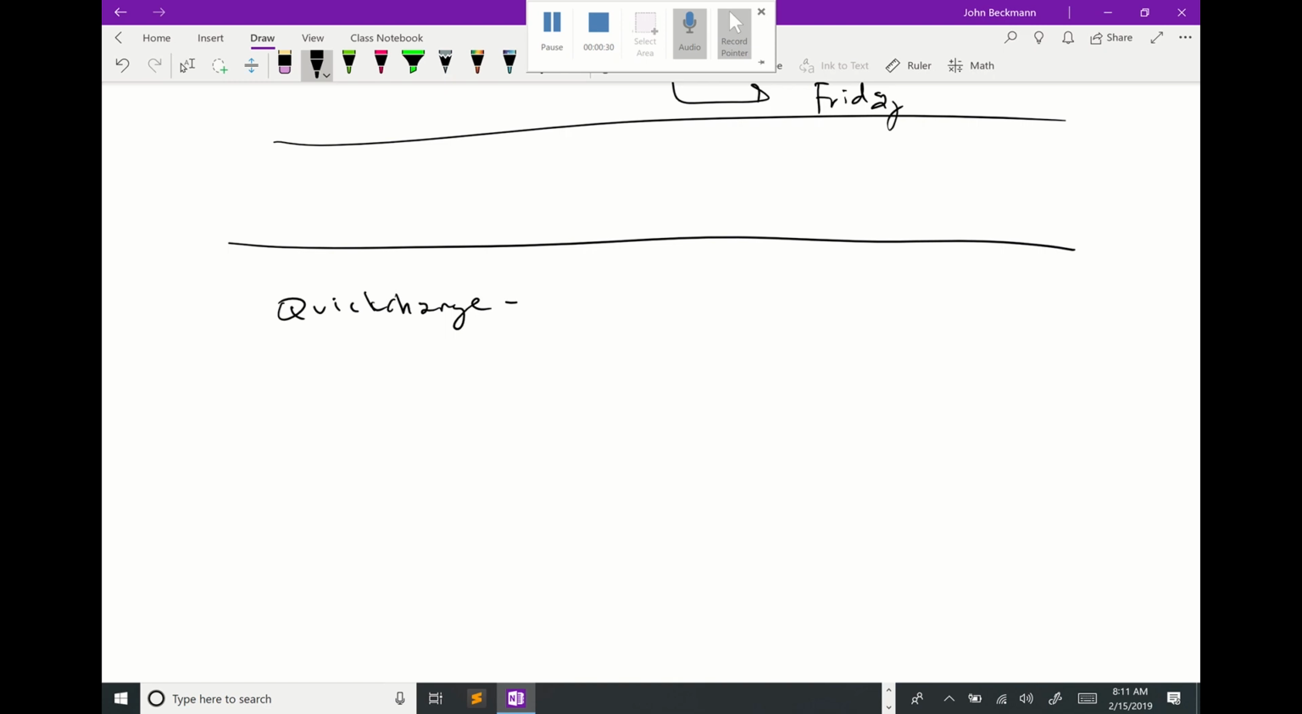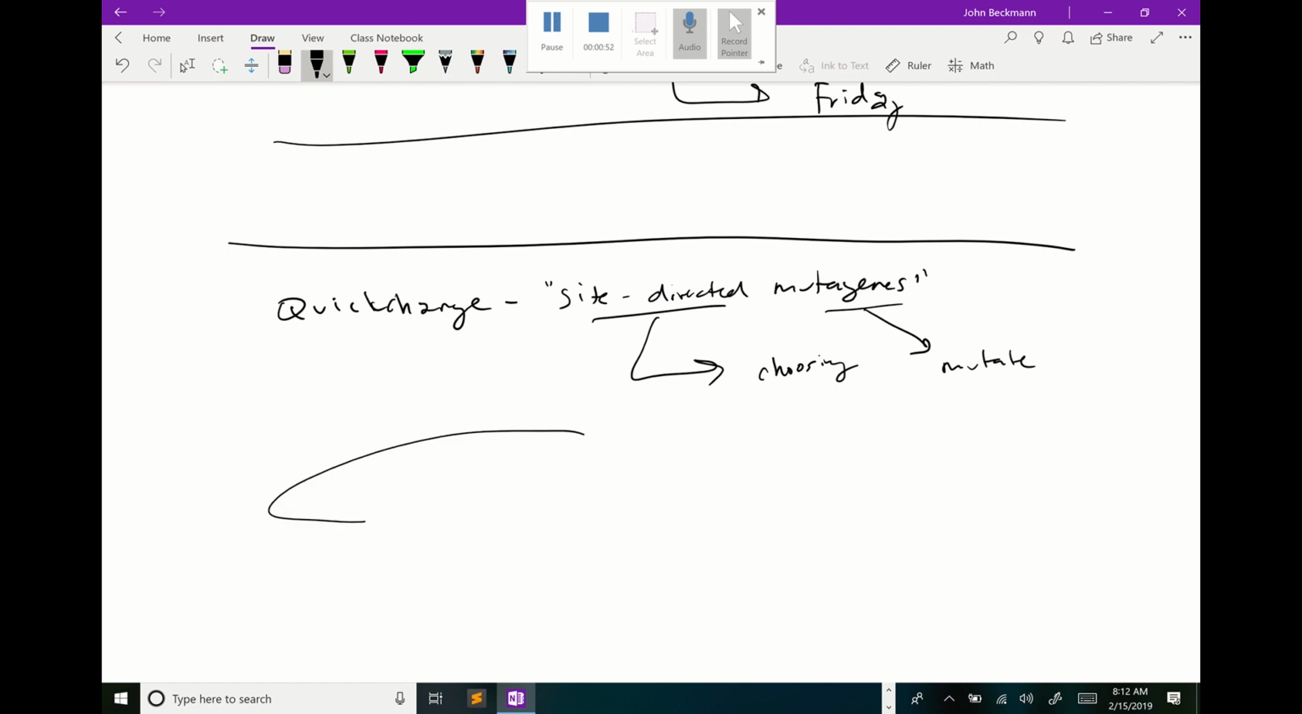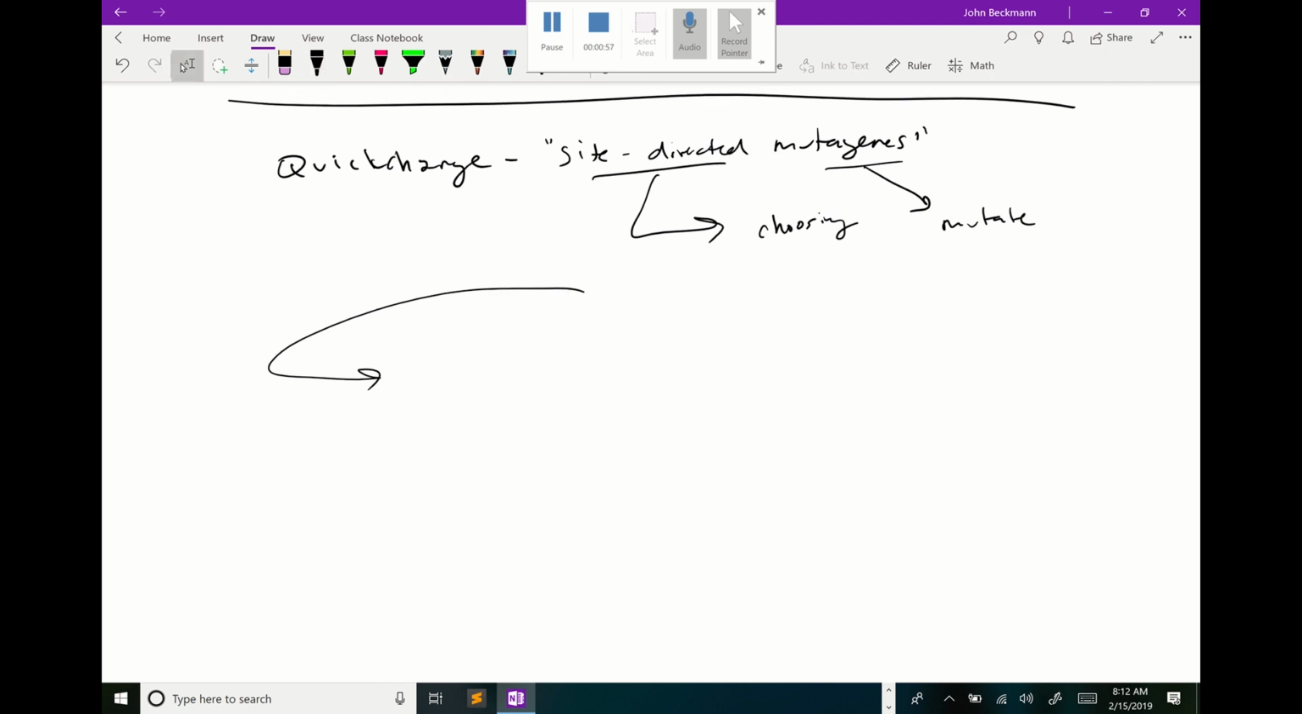That's just like a nickname for Site Directed Mutagenesis. Okay, so Site Directed obviously means you're choosing a site, and you're choosing mutagenesis. You're choosing a site to mutate. So why would you ever want to mutate something? Yeah, functionality. So when we study the function, we break stuff. We break it, and we often break it by mutating it.